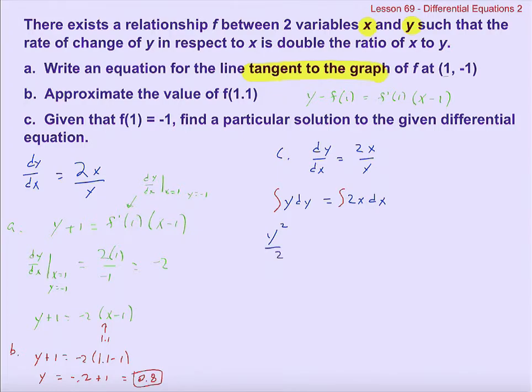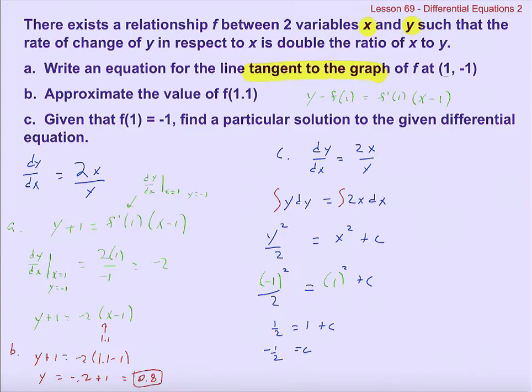y squared over 2 equals x squared plus c. And then using the initial condition that f of 1 equals -1, we can plug that in here. (-1) squared over 2 equals 1 squared plus c. So 1/2 equals 1 plus c. c equals -1/2.